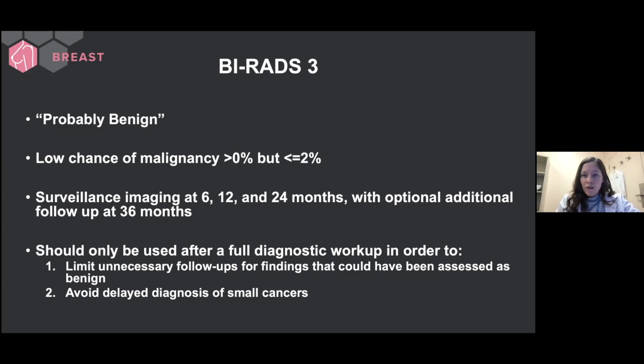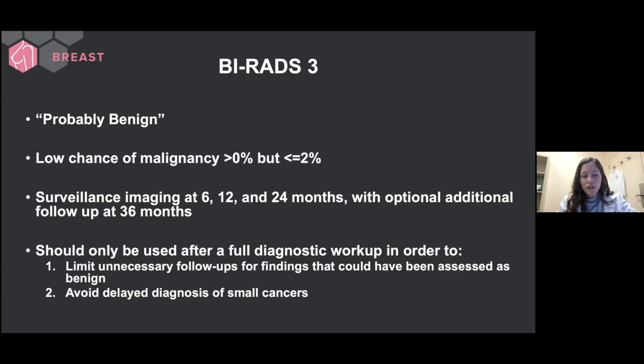We should only use the BI-RADS 3 category after we've done a full diagnostic workup. And that's really for 2 separate reasons. So first is we want to limit unnecessary follow-ups for findings that could have been assessed as benign. And I'm going to show some examples of that. Something that may have met BI-RADS 3 criteria on mammogram, but then when we do an ultrasound, we see that it's clearly a benign finding, such as a simple cyst.